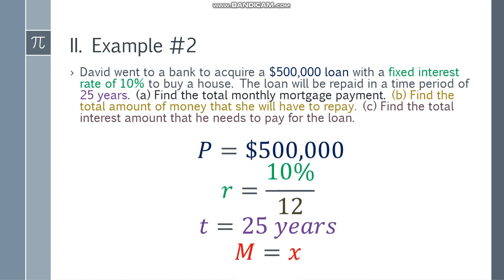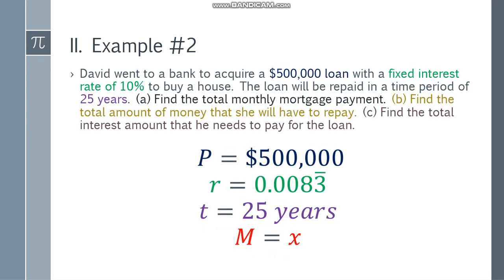Now, let's place the given. So, principal is $500,000. R is 10%. We have 10% here. And we need to divide it by 12 because we're talking about monthly. And T is 25 years. And M, we don't know. So, that will be X. So, change the 10% to decimal form. That will be 0.10. And we need to divide it by 12. And that will be 0.0083. Repeating decimal, so that's why there's a bar on top of 3.